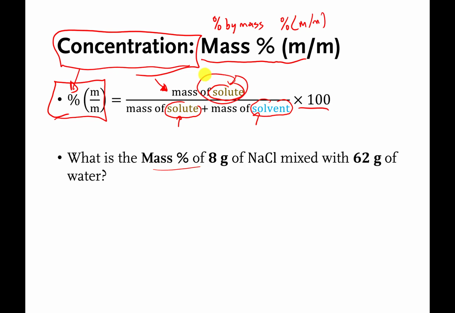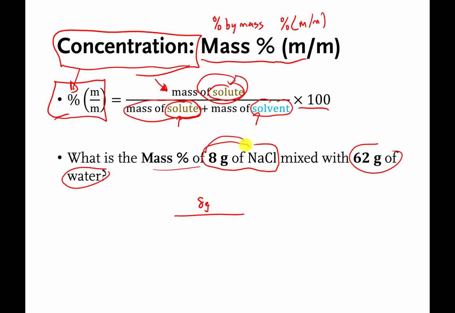So the solute is the stuff that you're dissolving, and that is 8 grams of table salt. That is the solute, and we're mixing it with 62 grams of water. So the numerator is going to be 8, or 8 grams, I guess. The denominator is going to be the mass of the solute. That's still 8 grams, plus the mass of the solvent. And solvent for us is the liquid that's doing the dissolving. That's the water. That weighs 62 grams.